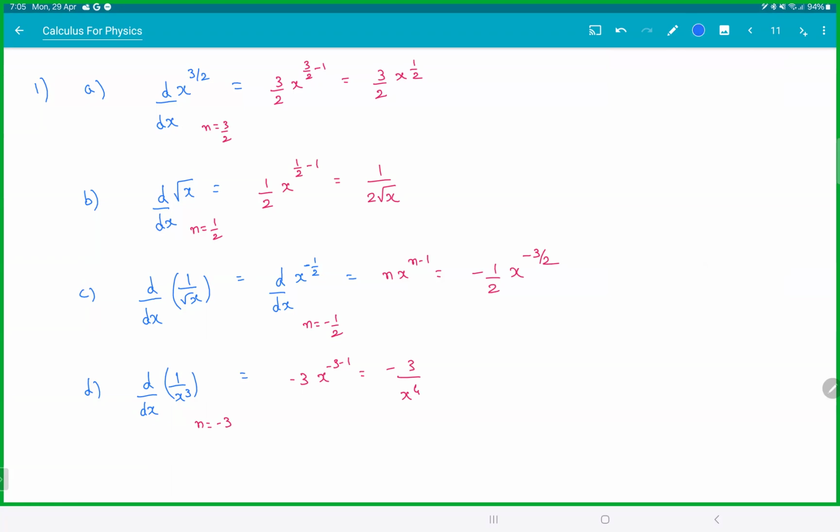Anyone not clear with this, please ask. That's the only formula I have: n into x power n minus 1, where n is the power of x. So bring it in the form of x power something and then just use the formula. They won't ask you like this in the exam, but you should know how to do this. Any doubts on this page, please ask me. Tanish, clear with this?